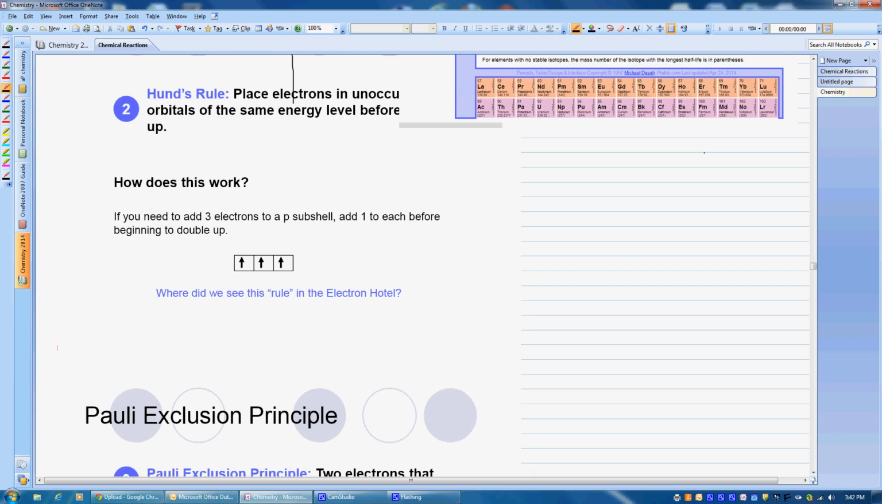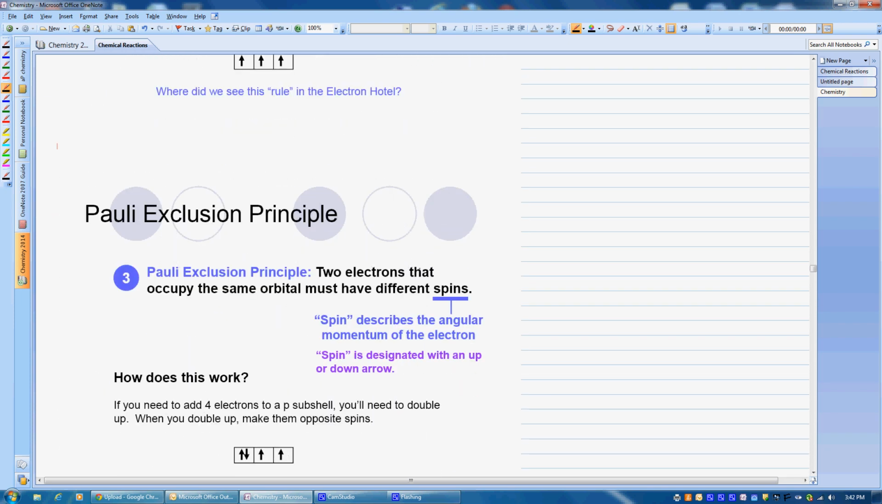Okay. The last rule is just that if you have 2 electrons in an orbital, like I just showed, either an s orbital or a p orbital with 3 boxes here, they have to have opposite spins. So we indicate that with 1 up arrow and 1 down arrow. So that's the reason why I've been drawing the arrows the way I have.